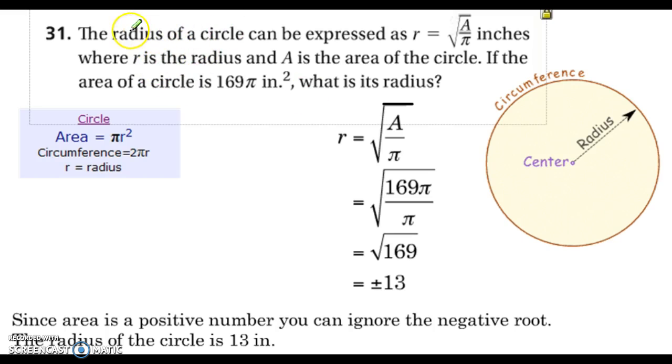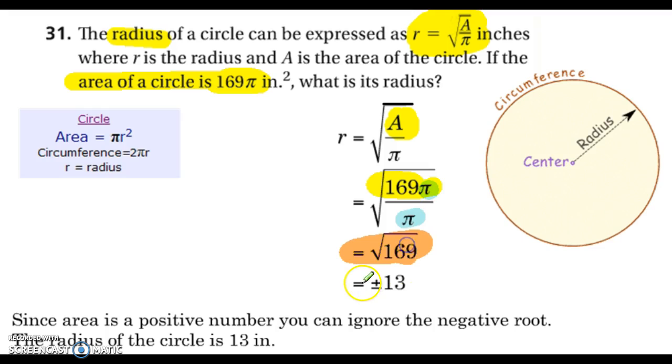In problem 31, they tell us already how to figure out the radius, so we don't have to change that equation. They give us the area, it's 169 pi. So I'm going to plug that into the formula. And I notice right away that pi and pi cancel each other out. So I get the square root of 169. So I get plus or minus 13. But a circle cannot have a negative measurement. So the radius has to be positive 13.